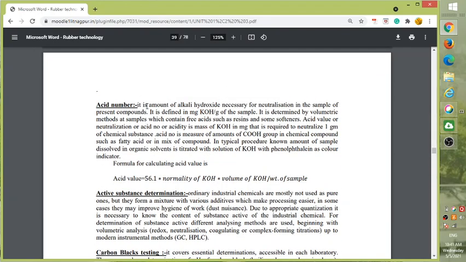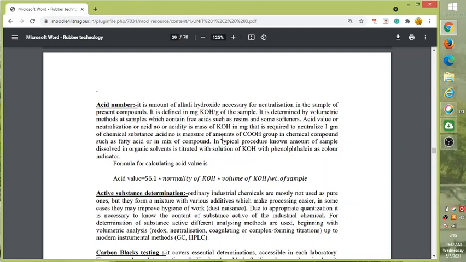Now acid number. It is the amount of alkali hydroxide necessary to neutralize a sample of the present compound. Okay, it is defined in mg KOH per gram of the sample. It is determined by volumetric method at samples which contain free acids such as resin and some softeners. Acid value, or neutralization number, or acid number, or acidity, is the mass of KOH in milligrams that is required to neutralize 1 gram of chemical substance.